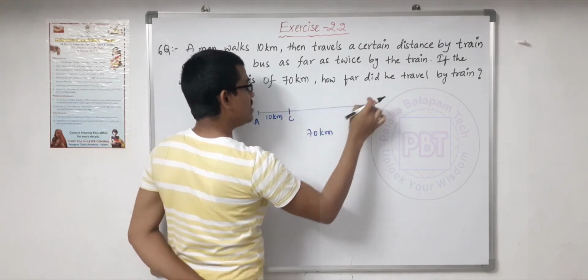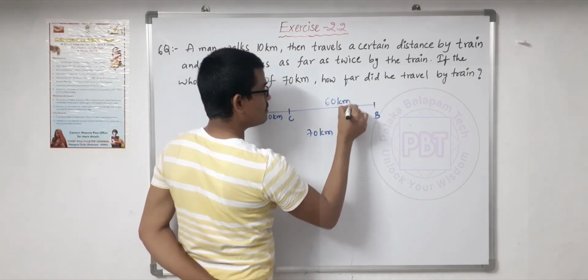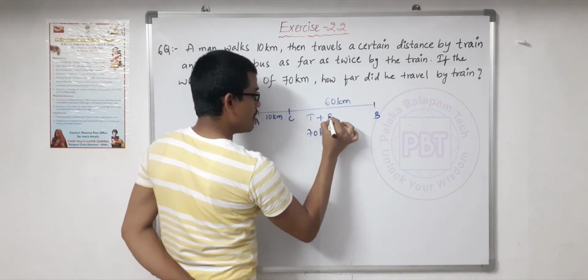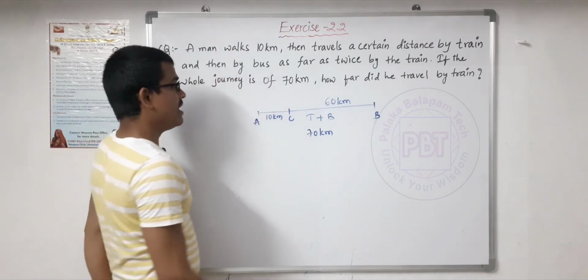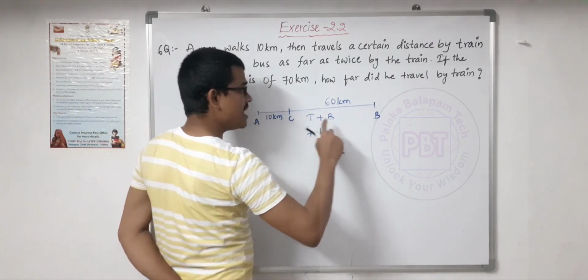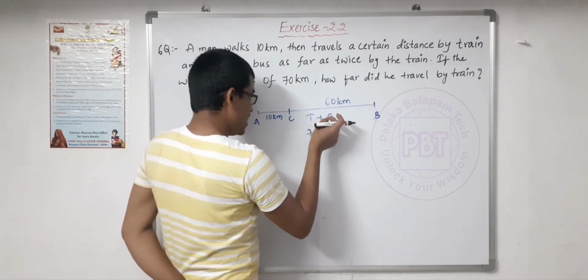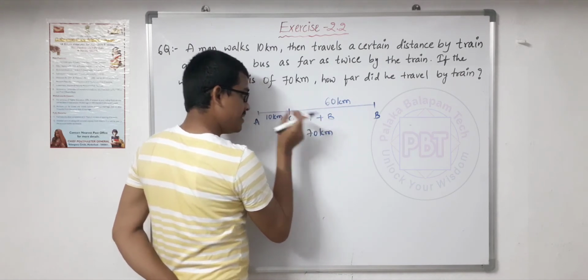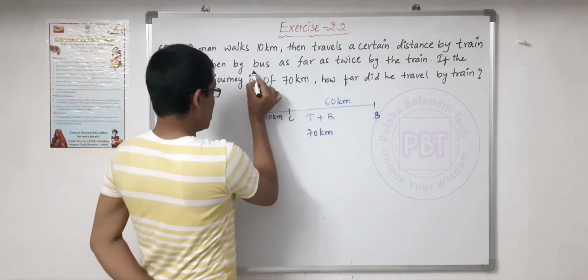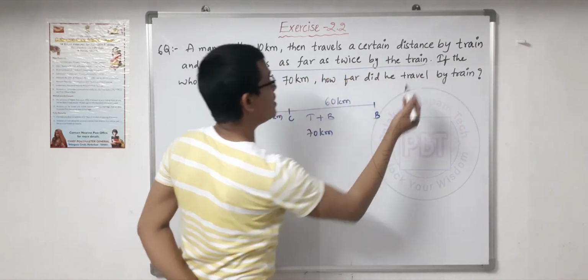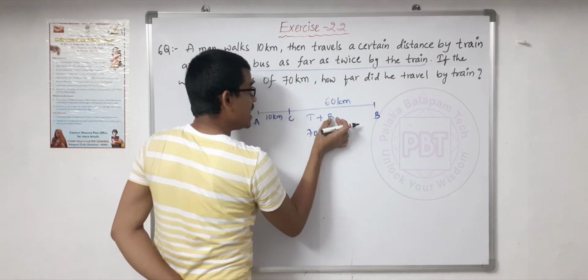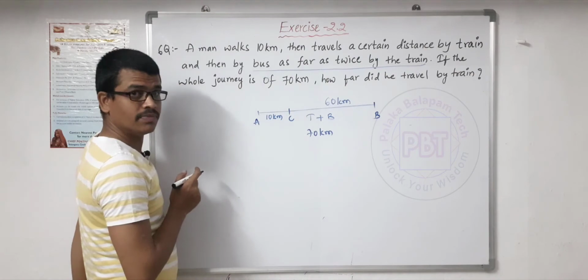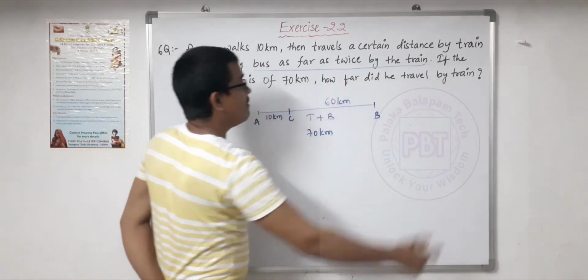Then what is the remaining journey? 60 kilometers, isn't it? The 60 kilometer journey is completed by train and by bus. There is a relation between train journey and bus journey. The distance travelled by bus is twice the distance travelled by the train according to the question. Then how far did he travel by train?